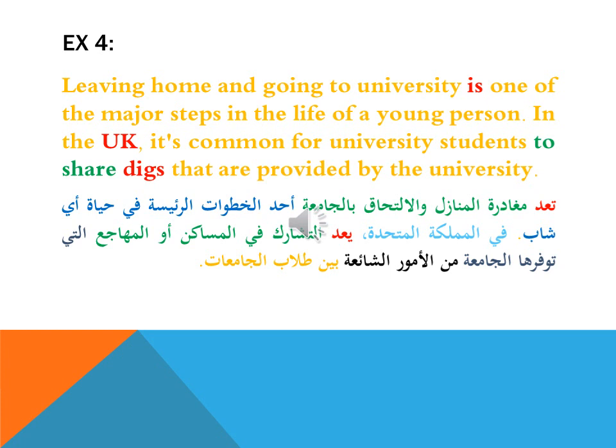فالجملة هتبقى ايه؟ هتطلع you have to detect the verb، هنطلع الفعل اللي هو is، هتبدأ بيه تقول تعد مغادرة المنازل اللي هو leaving home and going to university والالتحاق بالجامعة أو الذهاب للجامعة one of the major steps، أحد الخطوات الرئيسية في حياة أي شاب. نقطة. الجملة التانية في المملكة المتحدة يعد برضو اللي هو الفيرب هيبقى ايه؟ مفيش هنا فيرب اللي هو it's common. is برضو it is common. is هنا الفيرب، تقول يعد التشارك في المساكن أو المهاجع، المدن الجامعية يعني، التي توفرها الجامعة من الأمور الشائعة بين طلاب الجامعات.